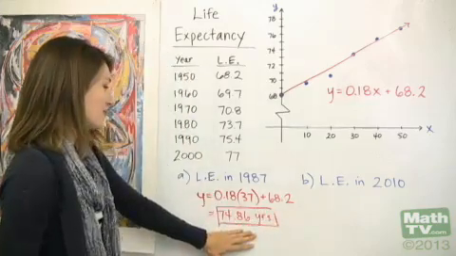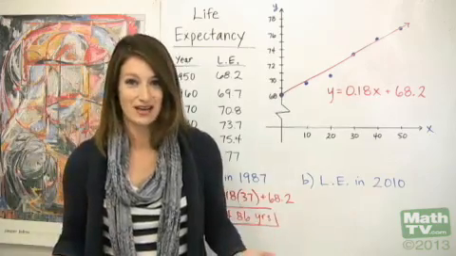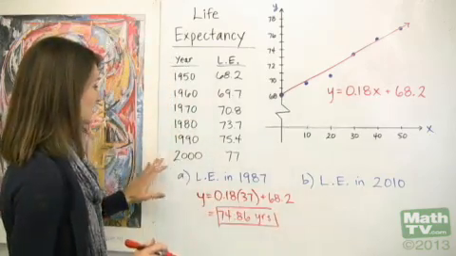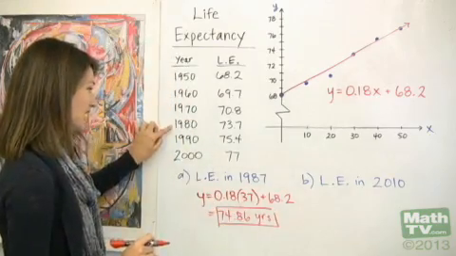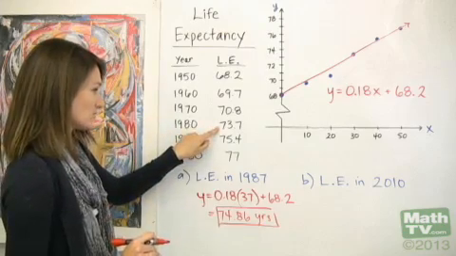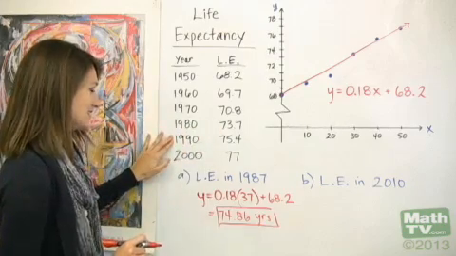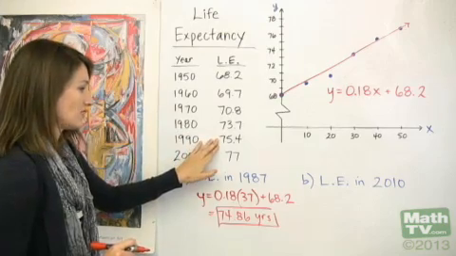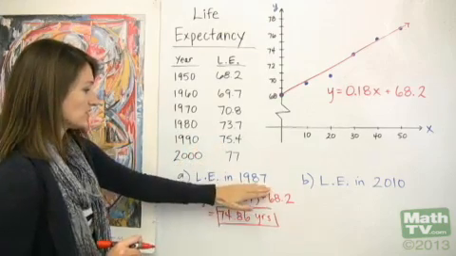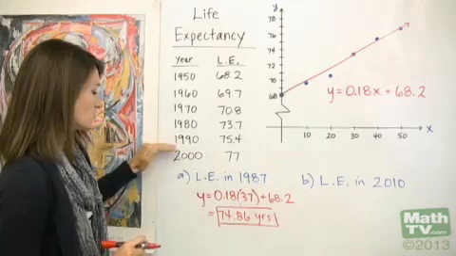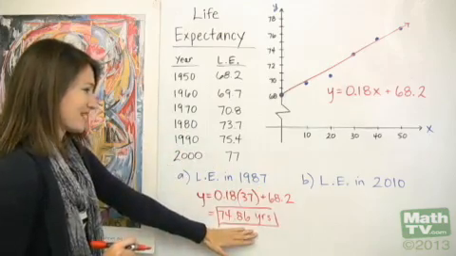So that's the life expectancy in the year 1987, which if you look at our original data, that matches, because in 1980, the life expectancy was 73.7, whereas in 1990, the life expectancy was 75.4. With the year 1987 falling in between those two values, so does our life expectancy.